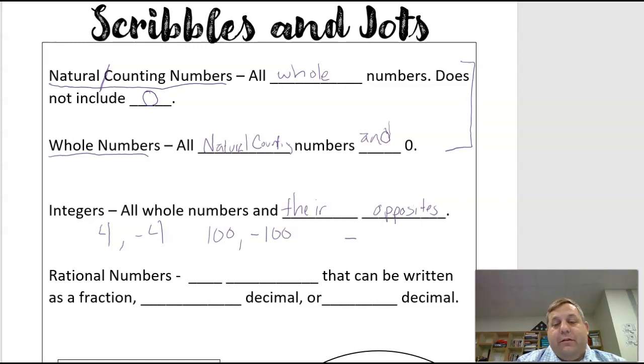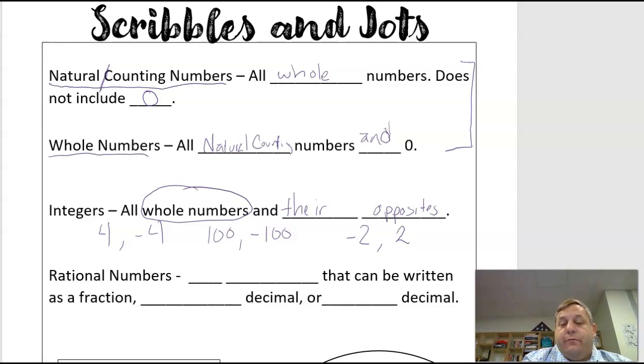If I started with negative 2.5, oh, that's not true. That wouldn't be an integer. I apologize. We'll get to why. If I had negative 2, its opposite would be positive 2. All whole numbers and their opposites. Negative 2.5 is not an integer because it's not whole.